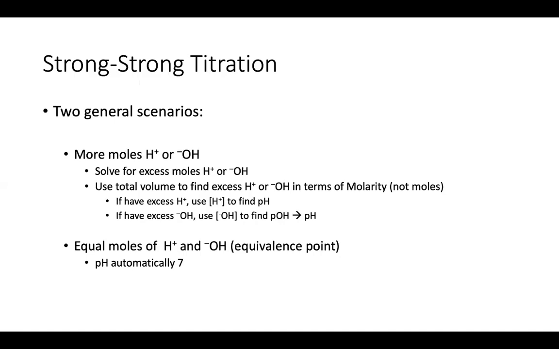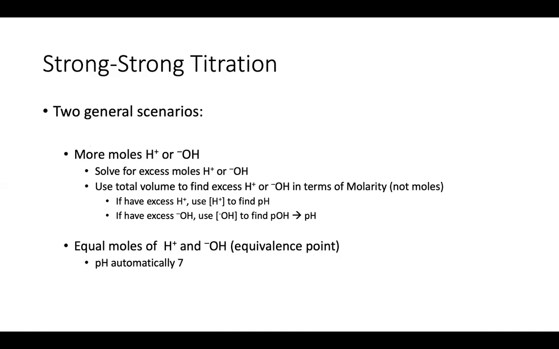Okay, so whenever you have a strong titration, you really only have two scenarios. And remember, strong acids and strong bases completely dissociate, so really, you're just going to have H+ or OH-. Your first scenario is you will have more moles of H+ or OH-. It could be either. It just depends on which portion you have more moles of.